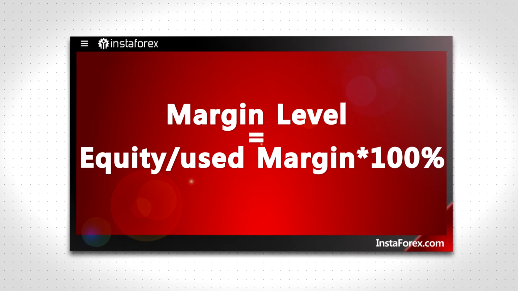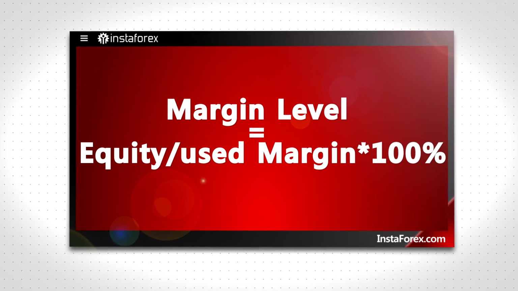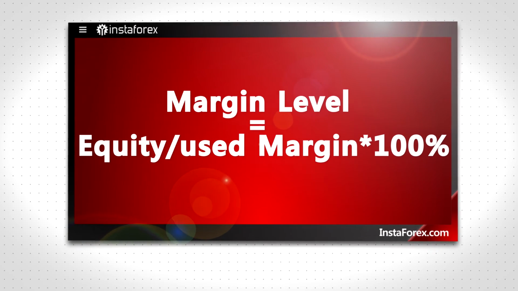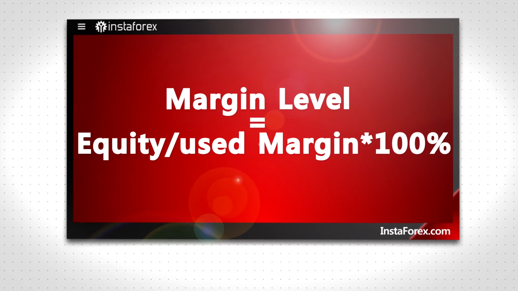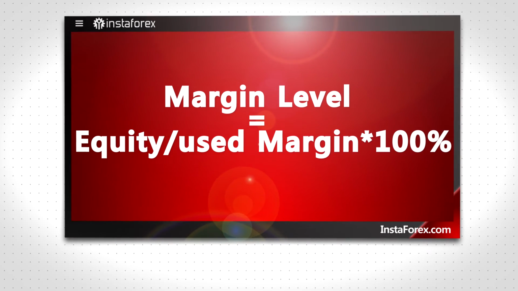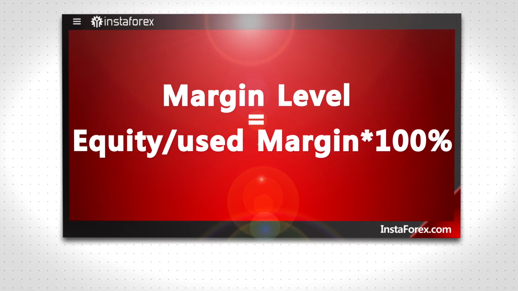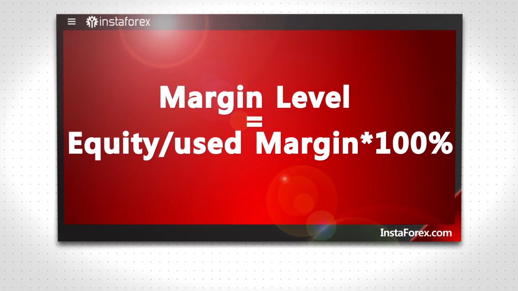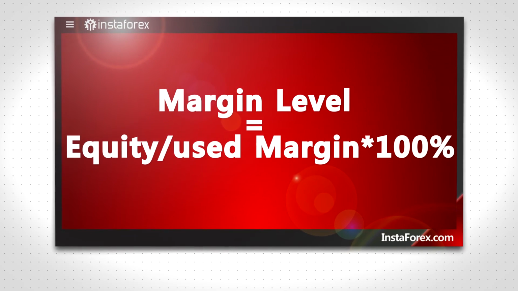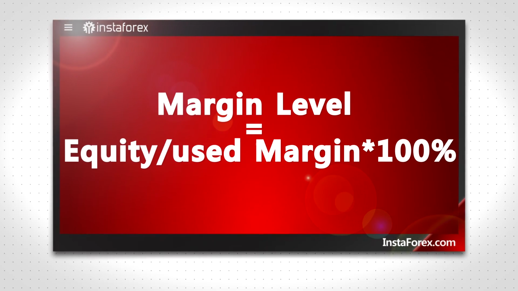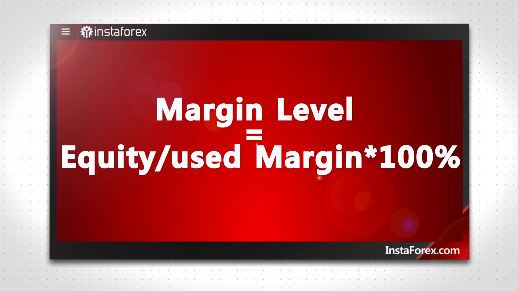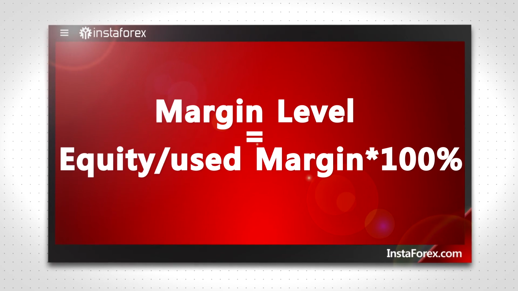Now that we know what margin is and how it is calculated, let's take a look at another important concept, margin level. Margin level is the ratio of equity to margin measured in percentage points. It is calculated by dividing the equity, your current funds, by the used margin, your deposit, and then multiplying it by 100. Margin level is an essential indicator that serves as a basis for setting margin call and stop out levels.